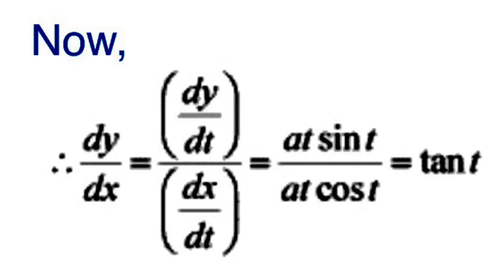Now dy upon dx can be written as dy upon dt upon dx upon dt. So let's put the value of dy by dt and dx by dt, which is at into sin of t upon at into cos of t. So at and at get cancelled. We have sin t upon cos t, which is nothing but tan of t. So therefore dy upon dx equals tan of t.